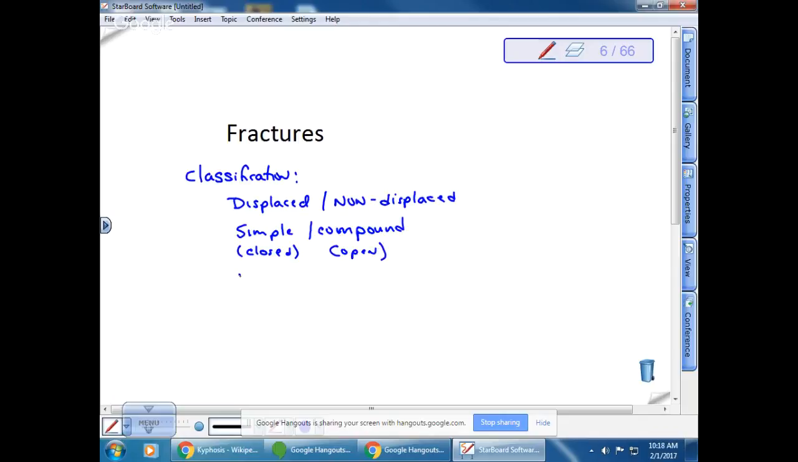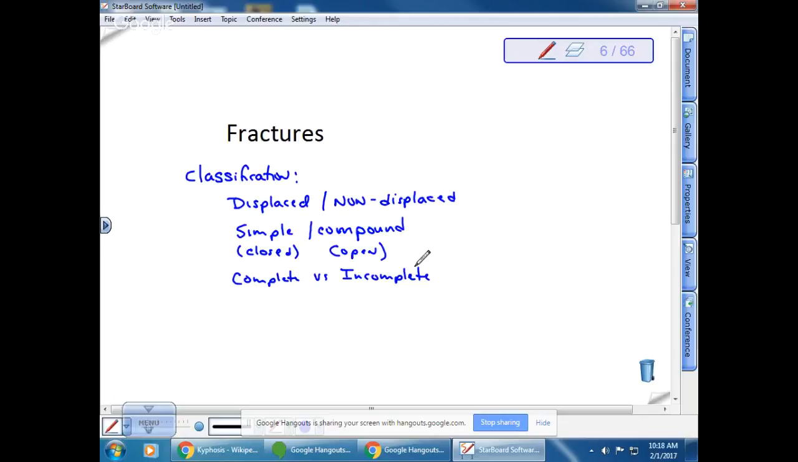And then we have complete versus incomplete. Complete would be where it has fractured the entire bone, and incomplete might be where just a part of the bone has fractured. We'll look at it in a minute, but children's bones tend to be a little bit more malleable. And so they tend to have what they sometimes call green stick fractures, where the bone just cracks a little bit, and that would be an example of an incomplete fracture.